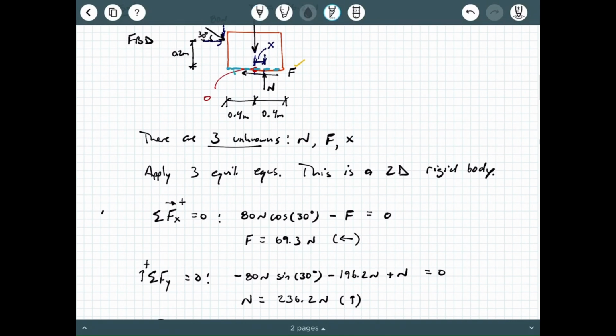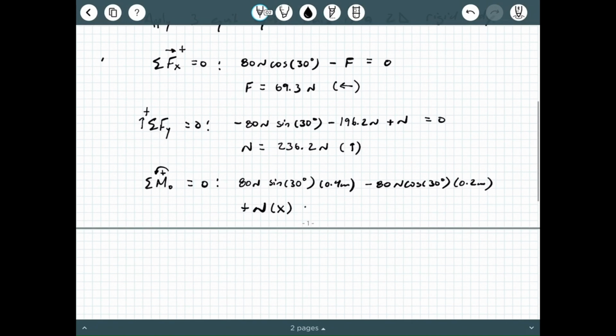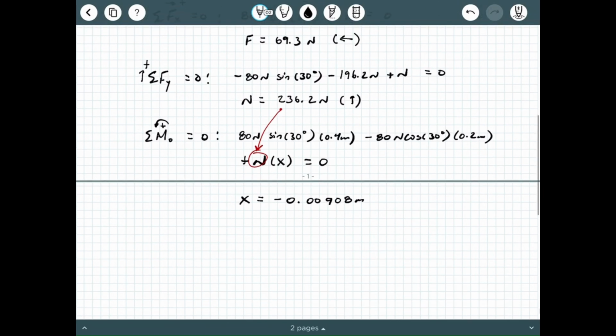And what about the friction force? Friction force does not come into play because it's acting through that point, right? So we're going to say equals 0. And remember, we know the normal force, right? We already calculated that. That's the 236.2 newtons. So we can substitute that in, and I'm going to make a note here. I'm going to say that we substitute that into this value here, and we'll do some rearranging, and we can solve for X, and we will get a value of negative 0.00908 meters. If you wanted to express that in millimeters, that would be negative 9.08 millimeters.